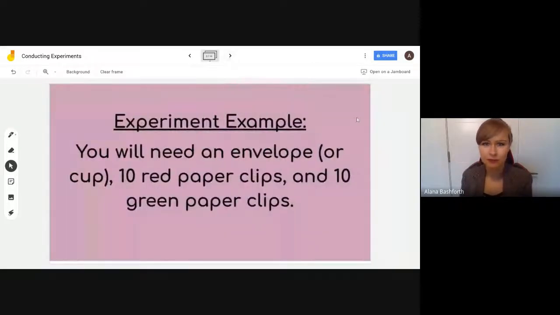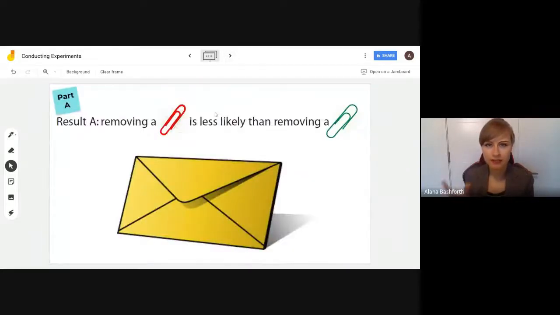We're going to be working with an example right here. You will need an envelope or a cup. I have a cup, 10 red paper clips and 10 green paper clips, or something similar. I've got something like that right here. If you want to pause and figure things out before I tell you the answers, you can go ahead each time. But this is part A.